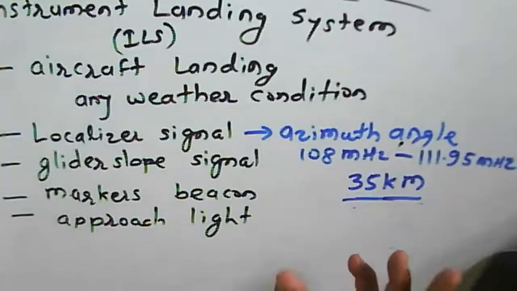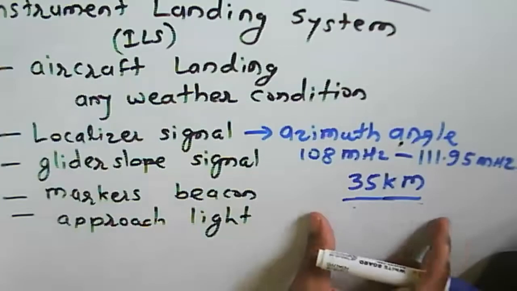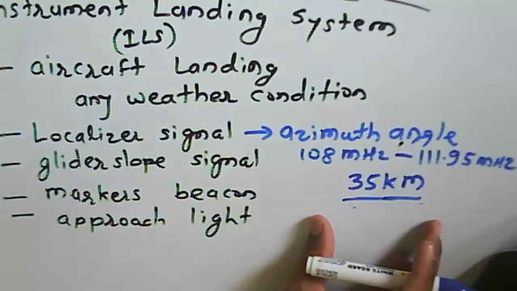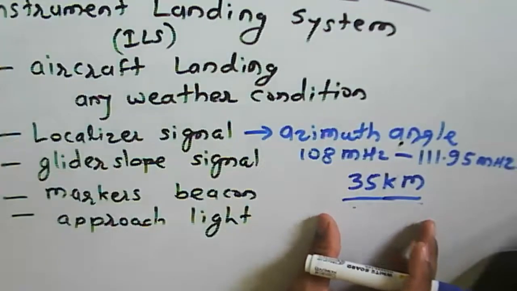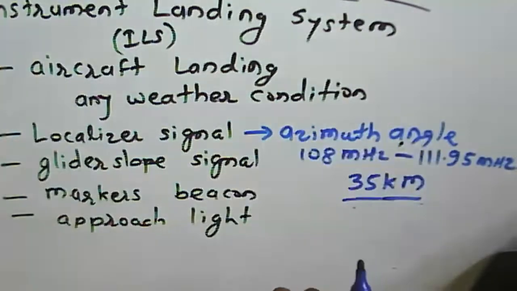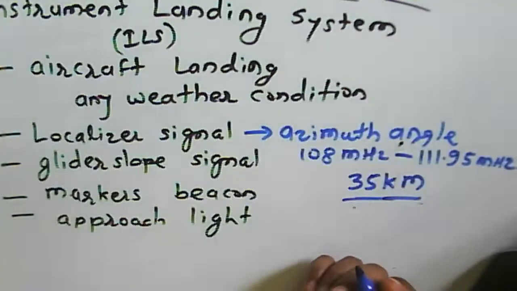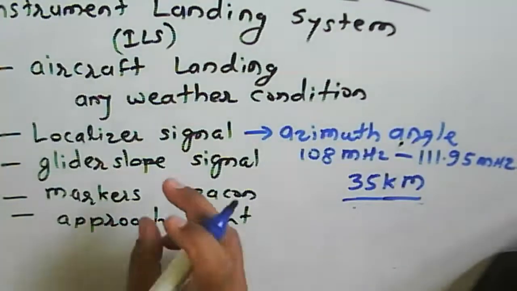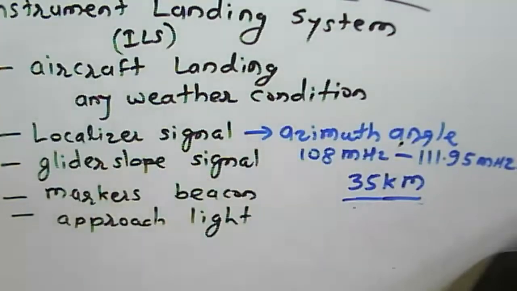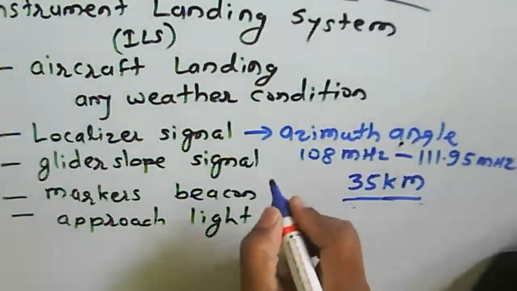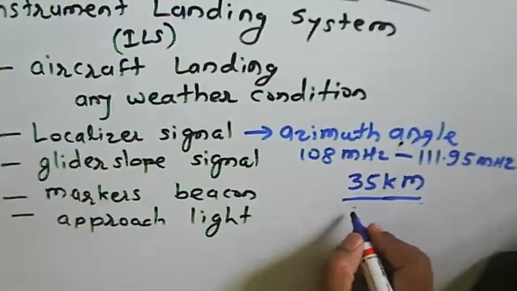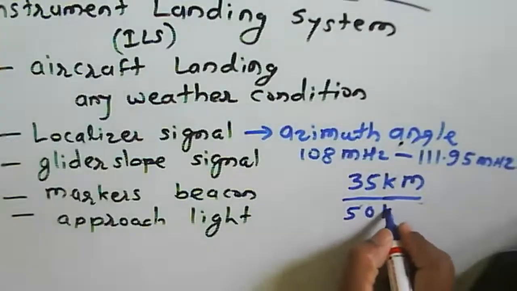So when we say that an action is to take place, in that case it will provide the information from 35 kilometers away, so that the landing will be proper. And there are various signals being propagated. So we can say it is used to land not only a single aircraft, and that's why we have various channels. Every localizer has a channel width of about 50 kilohertz.